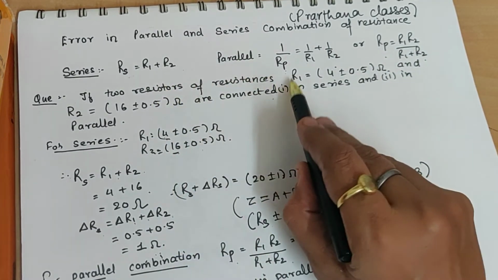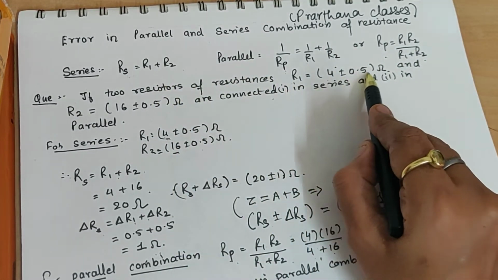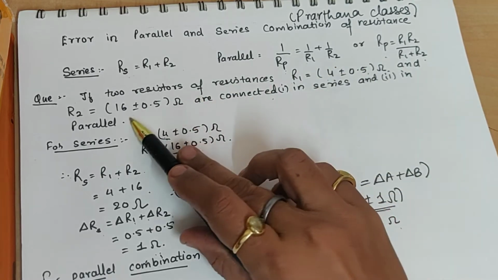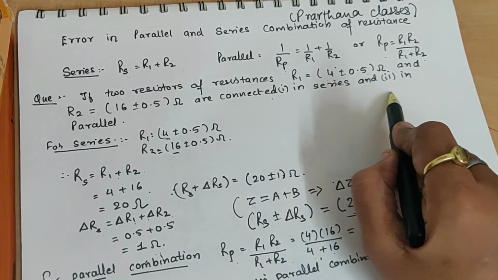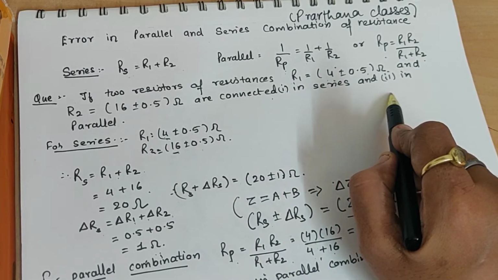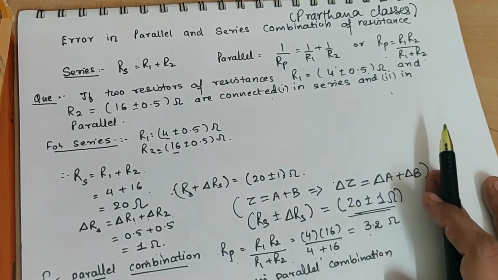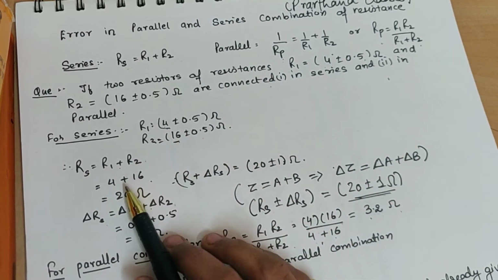Now you have given the two resistors, that is 4 plus or minus 0.5 ohm and another is 16 plus or minus 0.5 ohm. They are connected in series and parallel, and we need to find out what is an error in series and parallel combination. Fine. Suppose first we take the series combination.